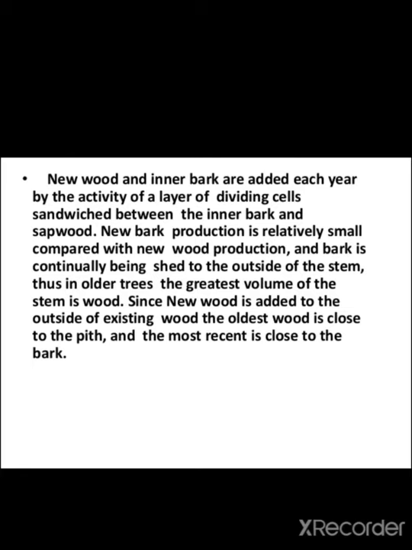New wood and inner bark are added each year by the activity of a layer of dividing cells, which is sandwiched between the inner bark and sapwood. New bark production is relatively small compared with new wood production, and bark is continually being shed to the outside. Thus, in older trees, the greatest volume of the stem is wood. Since the new wood is added to the outside of existing wood, the oldest wood is close to the pith and the most recent is close to the bark.